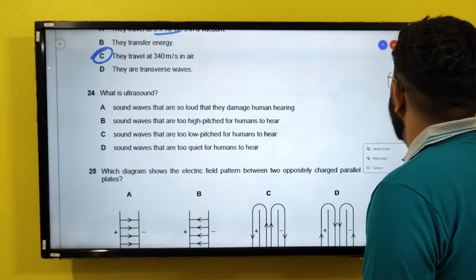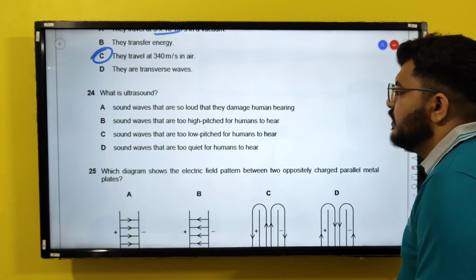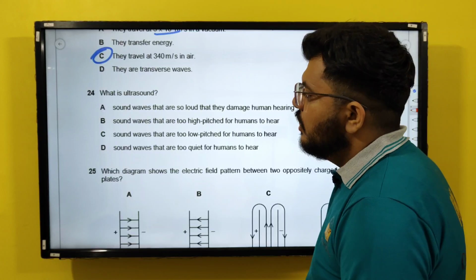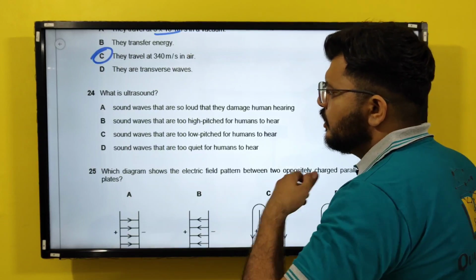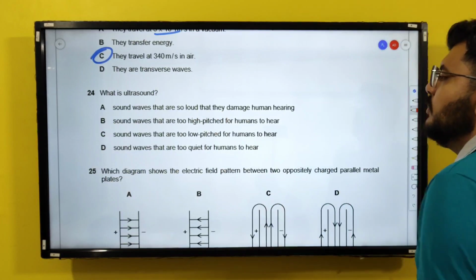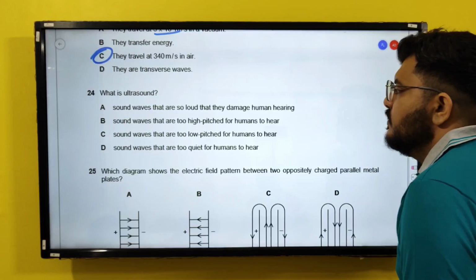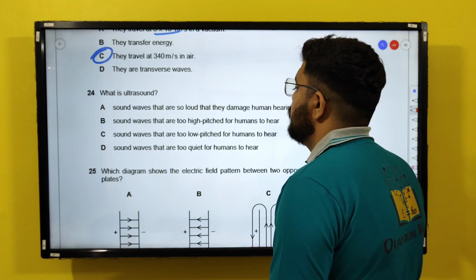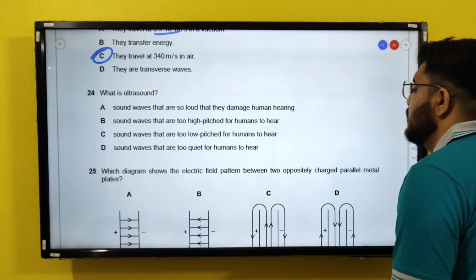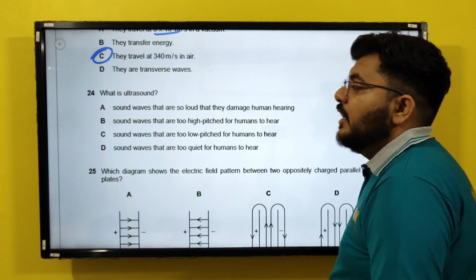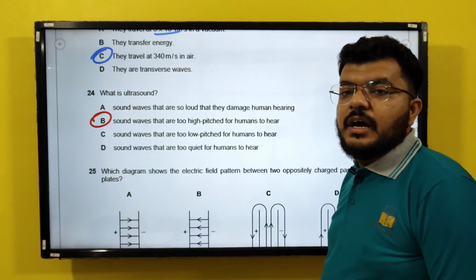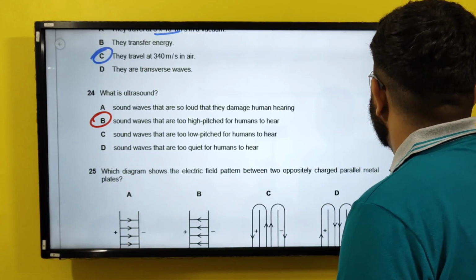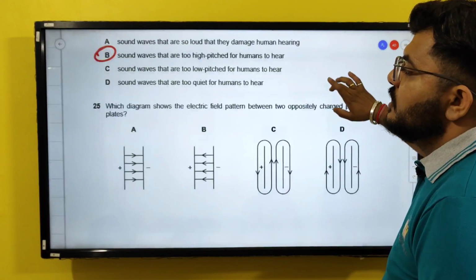What is ultrasound? Ultrasound is a wave which has a frequency of 20,000 Hertz. Sound waves that are so loud that they damage human hearing. They may, but on a long exposure, not immediately. Sound waves that are too high pitched for humans to hear. Yes, we can't hear beyond 20,000 Hertz. High pitched means it has higher frequency that we can't hear, right? So option B is your correct answer.